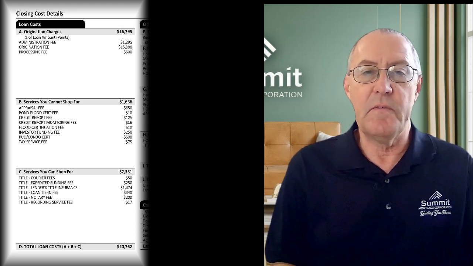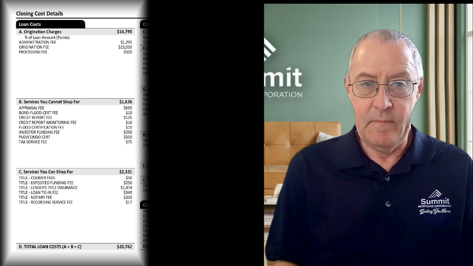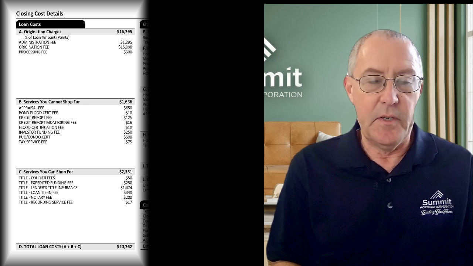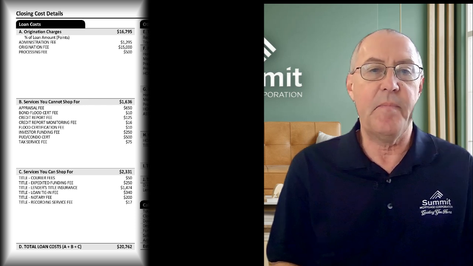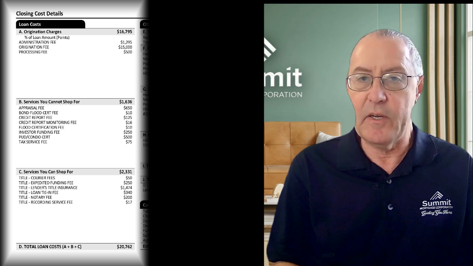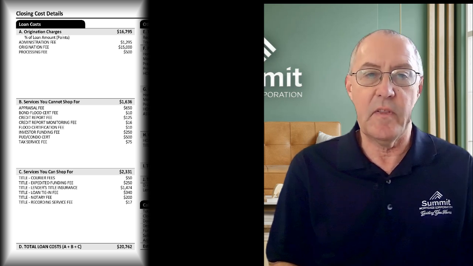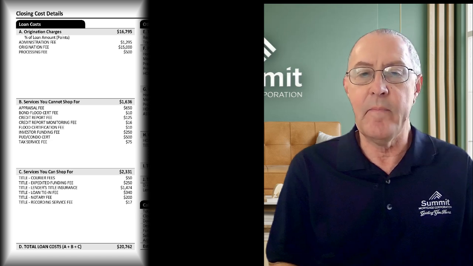B, the B section, services you cannot shop for. These are things that you're going to have to pay for that need to be provided, but you don't have the opportunity to select who provides those. Things like the appraiser, credit reports, the flood certifications, etc., etc. The condo certs if you're buying a condo.